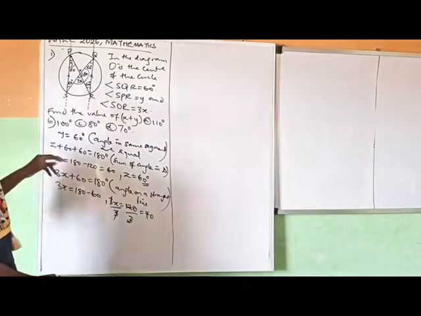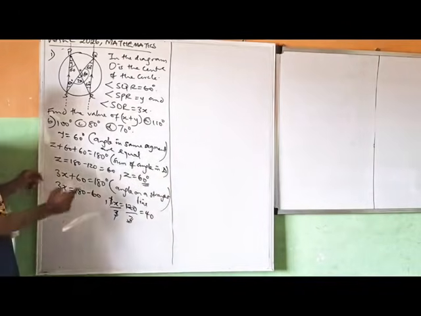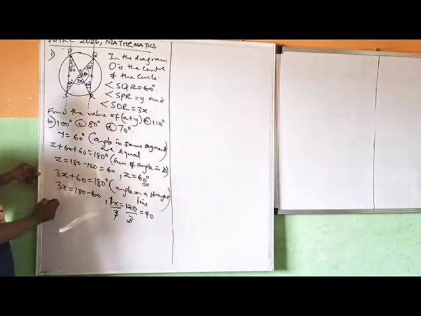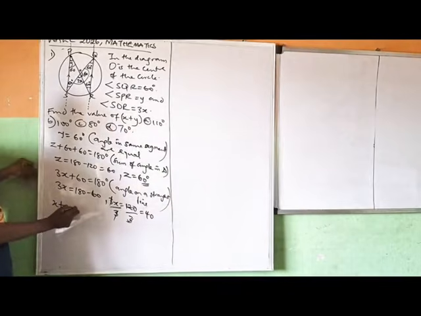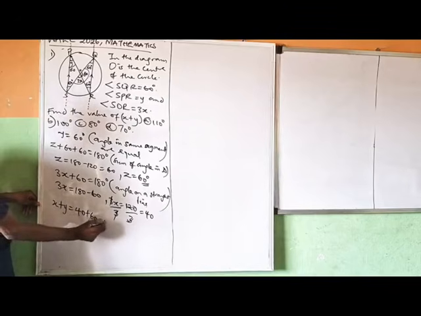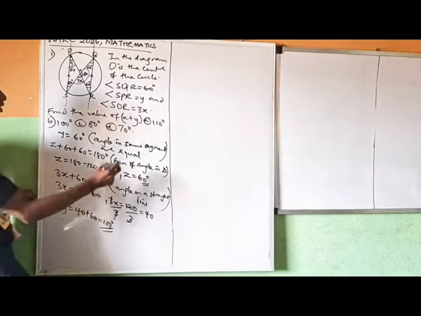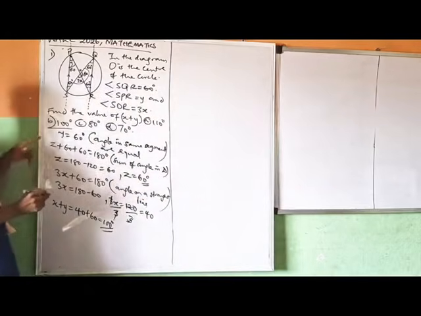So if x is equal to 40 and y is 60, and the question says find x plus y, then x plus y will be 40 plus 60. The total answer will be 100 degrees. So here is the answer to the question, 100 degrees. I hope that is clear.